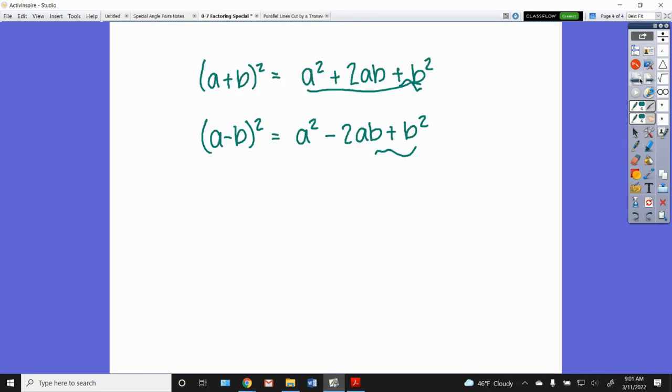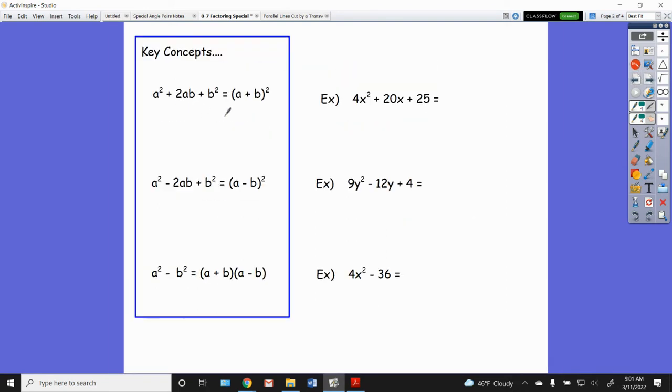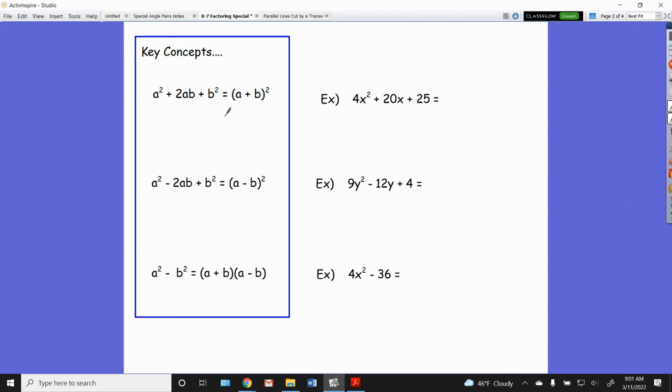Okay. So the key concept of all of 8-7, this one was the one we did yesterday, where you had two terms, both perfect squares, subtraction sign in the middle. Okay. That is the one that you really have to know. There's no way around that. No cutsies, no backsies. Okay. So this one, you really have to get this concept.